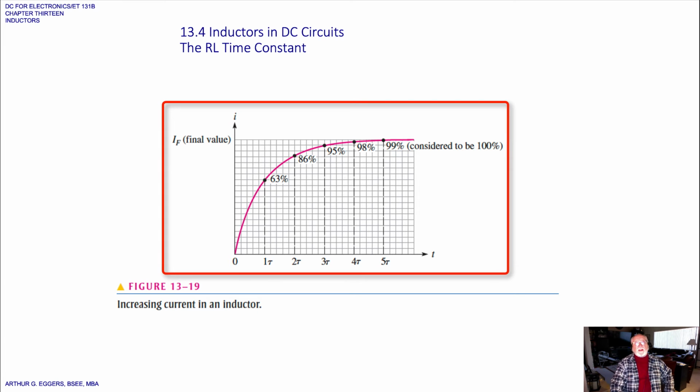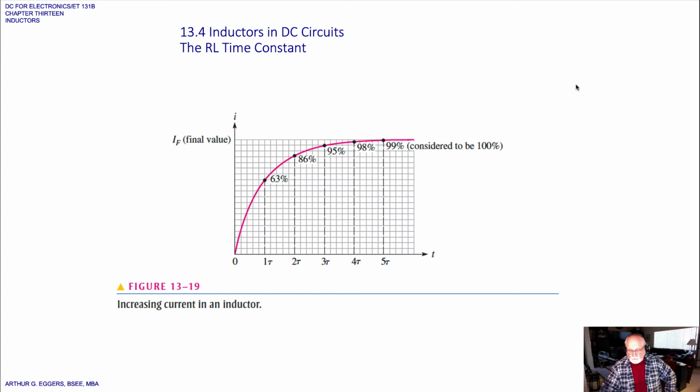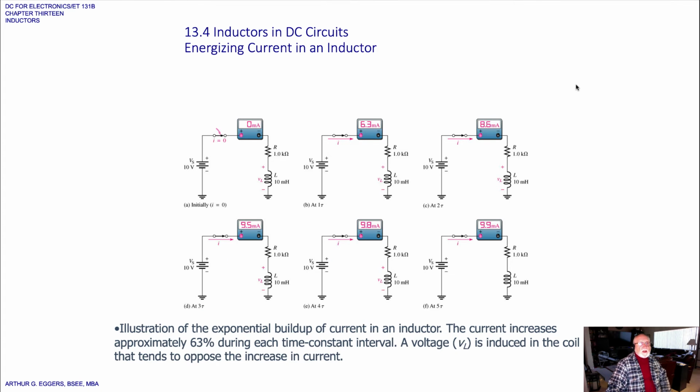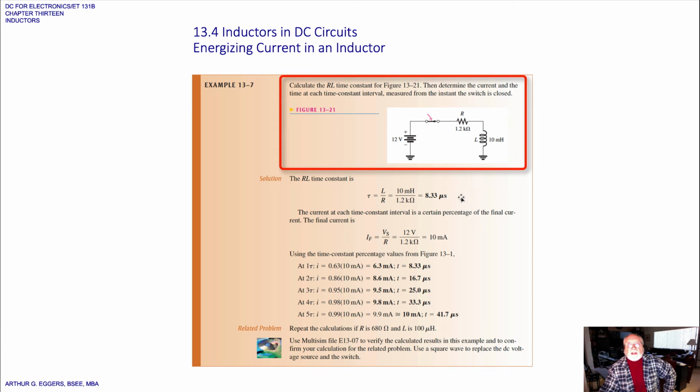If we look at it graphically, we can see the exponential curve from 1 tau, 2 tau, 3 tau, 4 tau, 5 tau. 5 tau is in essence 100%, or the applied current. This diagram shows you what happens at each of those increments, each of those milestones. I'm not going to go through it, but it's pretty easy to follow. You can see the current in the series portion giving you your time constant values. Let's work an example.